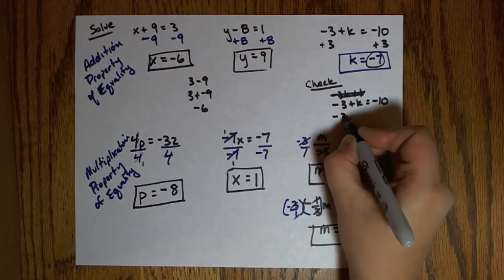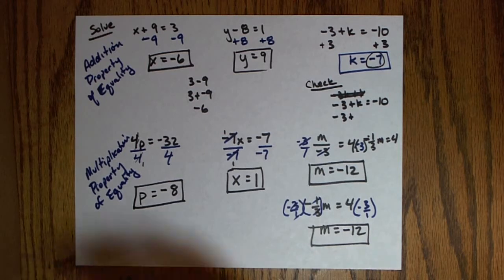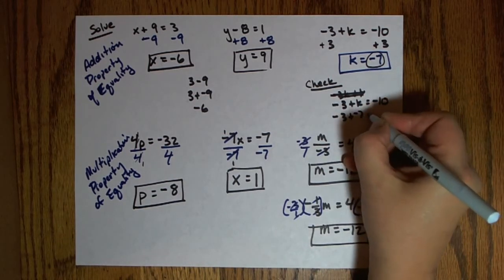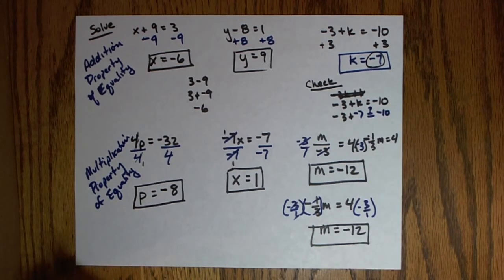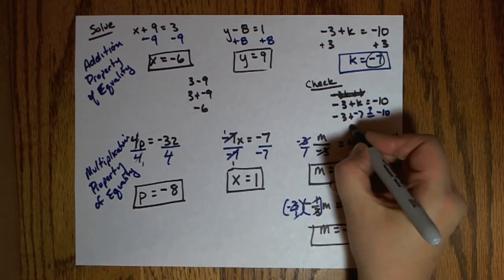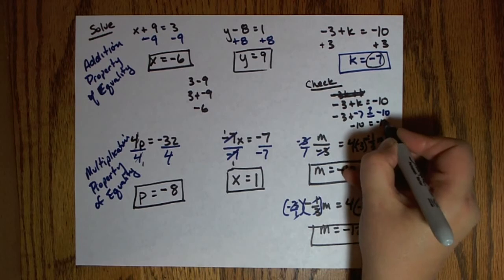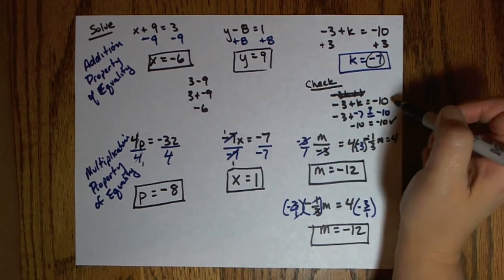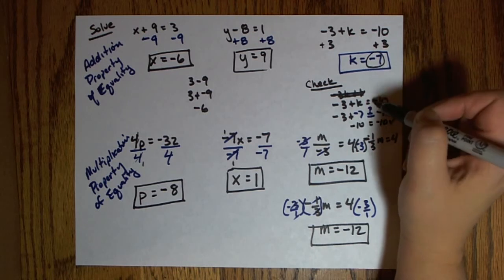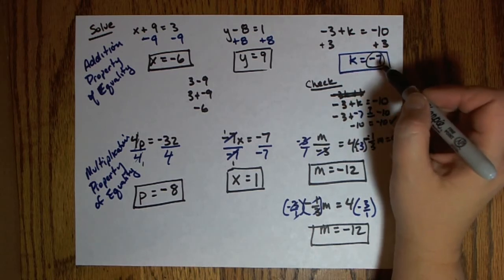And then in for k, I'm going to substitute the value I got. So now I'll have -3 plus, and for k, I'm going to substitute -7. And I'm going to ask myself, is that really equal to -10? And I add those up. -3 and -7 is -10. So those two sides are equal when I put -7 in for k, which shows me that -7 is the solution to that equation.